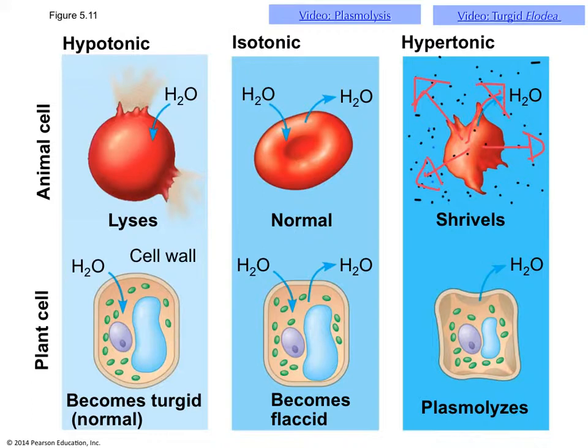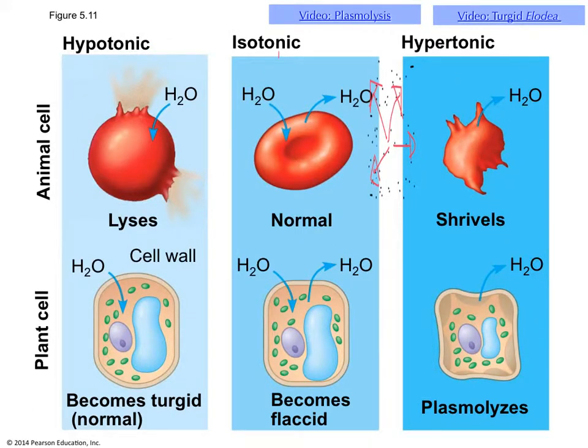Then if you put an animal cell or a cell without cell walls in a hypotonic environment, that's going to result in the cell taking on water. So in this case, there's more solute inside the cell, less outside in the hypotonic environment. So that means water is going to travel in to dilute the concentration of solute inside.